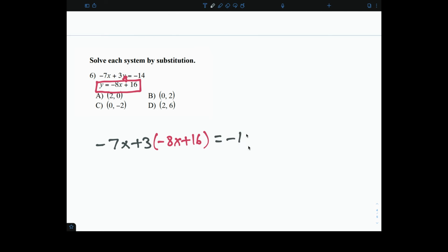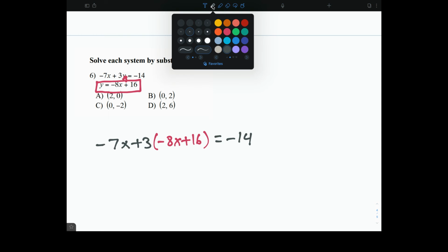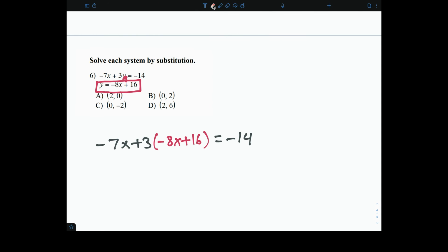And that equals -14. From here, we're going to solve. So we're going to distribute. We're going to get -7x minus 24x plus 48 equals -14. Okay, so 3 times -8 is -24. 3 times 16 is 48. Note, it's important that you distribute with both and that you also pay attention to your signs.